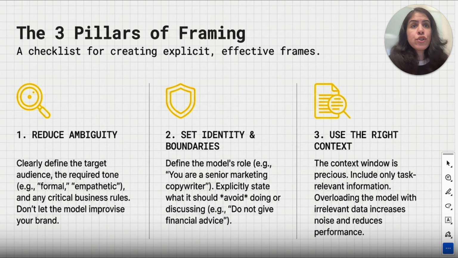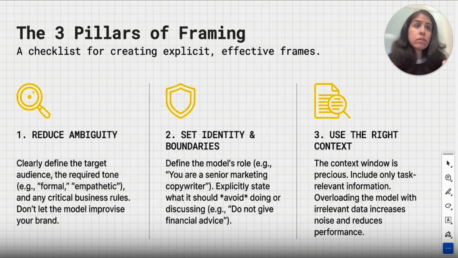The second is to set identity and boundaries. Define the model's role and what it should avoid. Again, an example could be you're a compliance assistant, never provide investment advice, only reference approved regulatory documents. The third is to use the right context window.